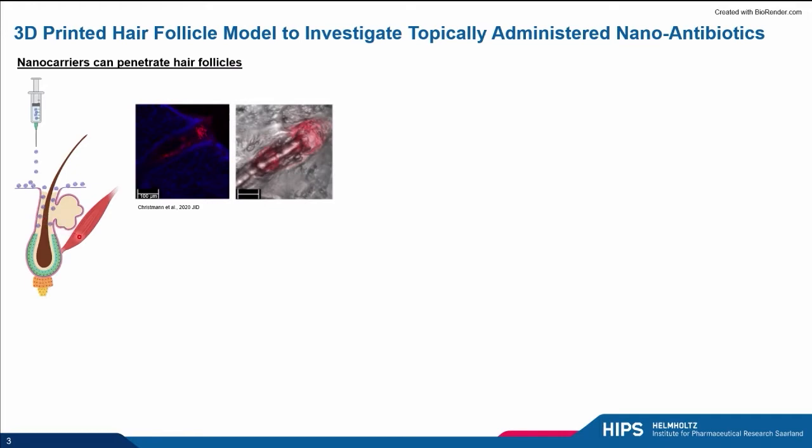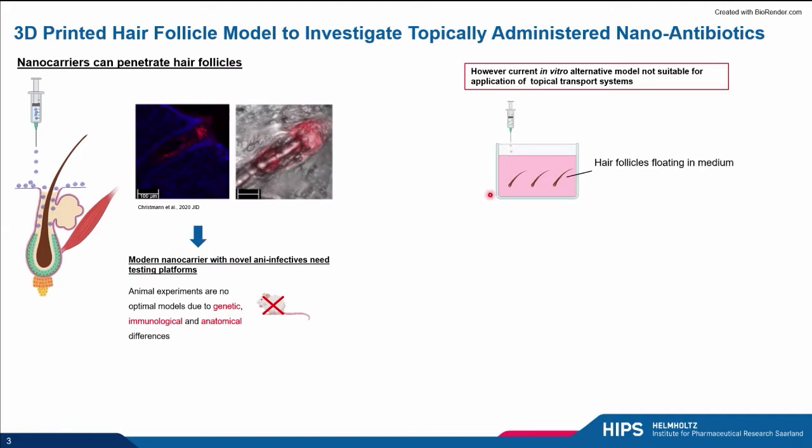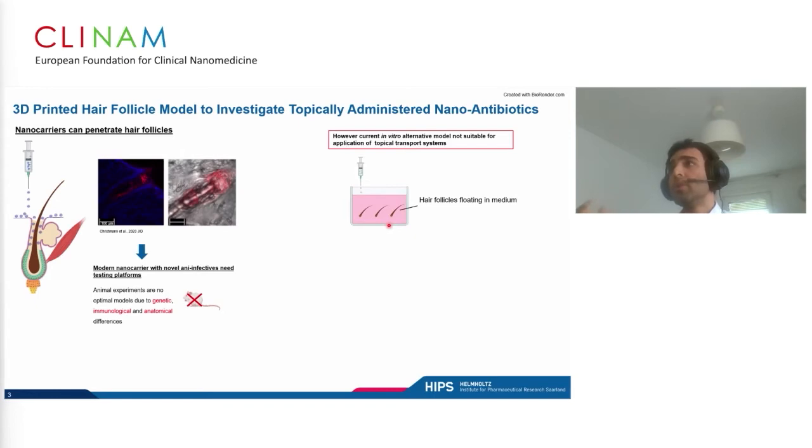But like all formulations, they have to be tested on suitable platforms. From our point of view, animal models are not suitable due to genetic, immunological, and anatomical differences, and also ethical reasons, of course. However, when we look at the in vitro alternatives, there is a limitation of hair follicle models, because currently they are limited to isolated human but still living hair follicles swimming in the medium, basically, which is not really a suitable model for testing topical transport systems like nanocarriers.